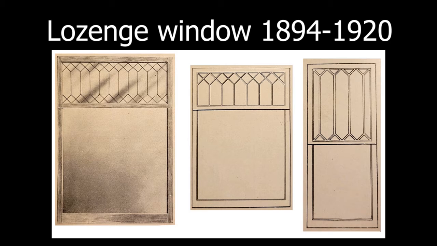When looking at a window, a lozenge is the name of a type of pane that's generally rectangular, but it has pointed ends. These lozenge windows always have a small row of triangles at the top and bottom, but they sometimes have these diamonds in between the triangles and the lozenges, as you see in the window on the left and the one in the middle.